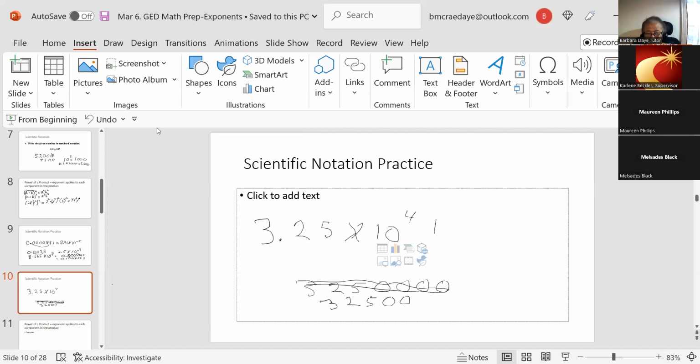Okay, this is standard notation. That's the way we normally see numbers. No questions on scientific notation, either converting to scientific or converting to standard? Any questions? Maureen, you okay? Yeah. No, Miss. All right. I just want to do practice.